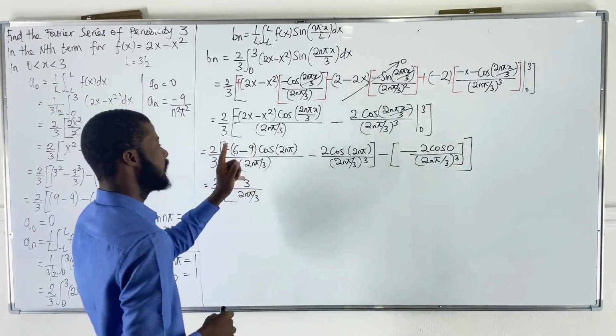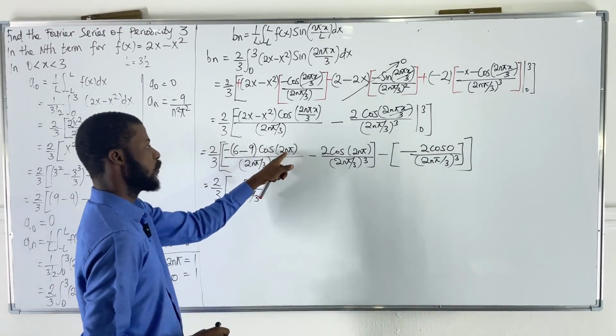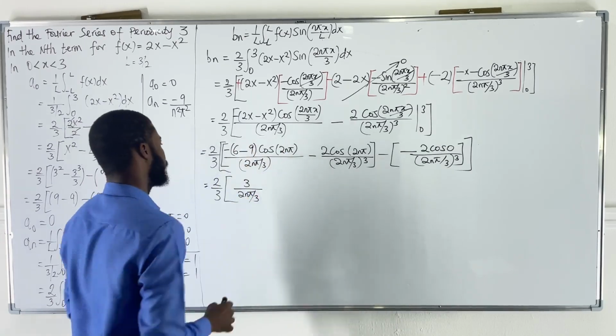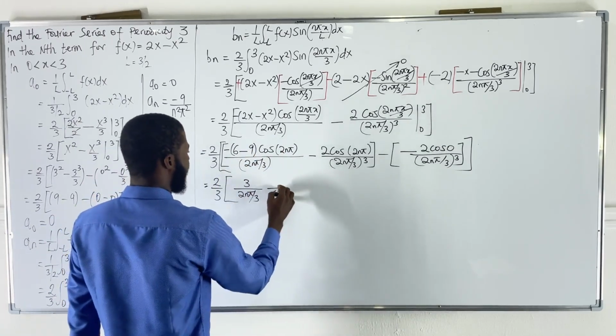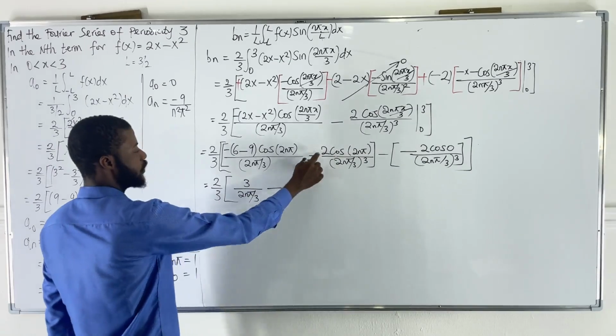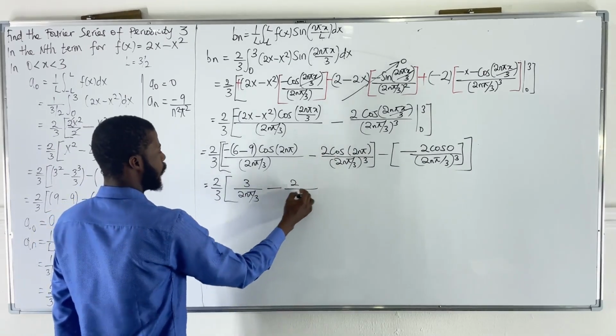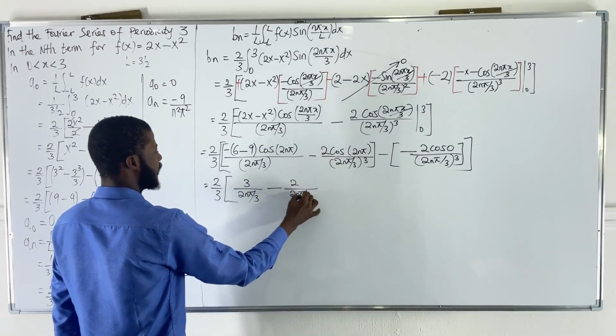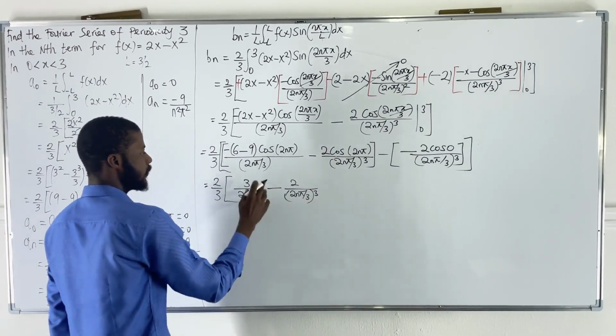Now if you notice, cos 2n pi is 1. 1 times anything is that same thing. Then here we'll have minus, this is also 1, right? Cos 2n pi is 1. So 1 times 2 is 2. So this will be 2 over 2n pi over 3 all cubed. That's for this one.